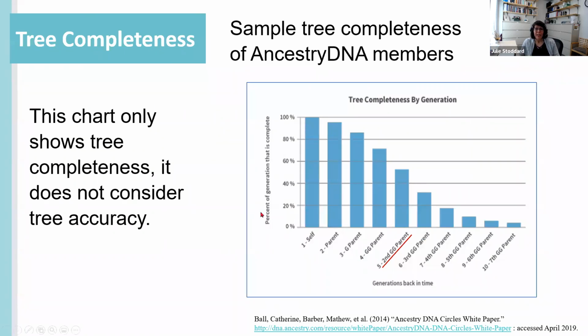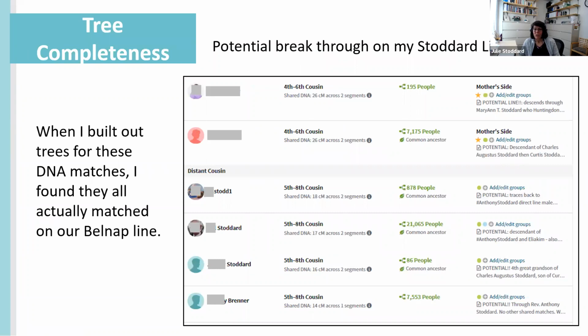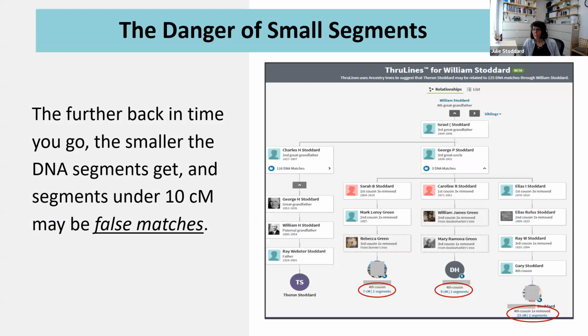This is just an example on Ancestry. It shows how many people's trees are not complete. So if you go to the second great-grandparent, about 50% of people, their trees aren't complete. And this is just an example. I was trying to break through on the Stoddard line. I found all of these DNA matches had Stoddard, and I was like, great, they all go back to Anthony. I've won, I've got this solved. Come to find out, they shared on a different line. They were all on our Belknap line. So make sure that you're looking at the documents along with the DNA.